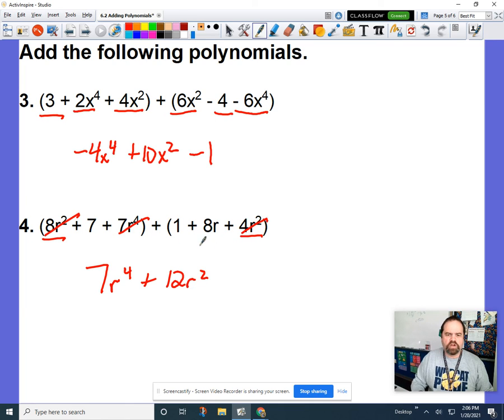No other r term, so I'm going to drop the 8r down. And then 7 plus 1 is 8. Okay, just don't overthink these. You can't put together terms that don't have the same variable and exponent portion.